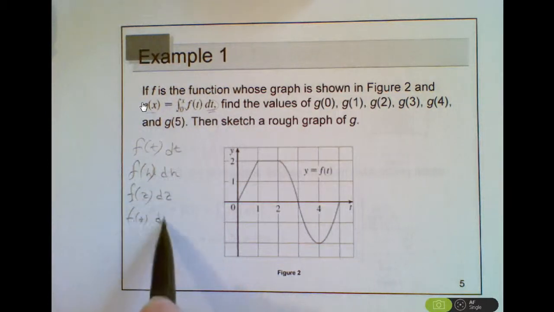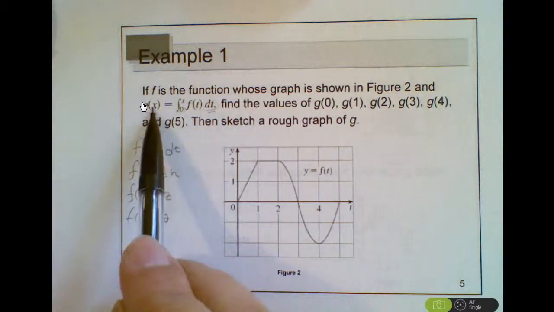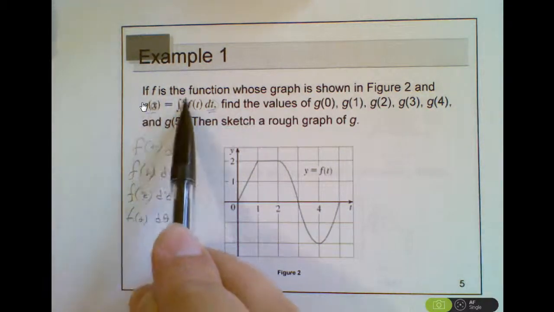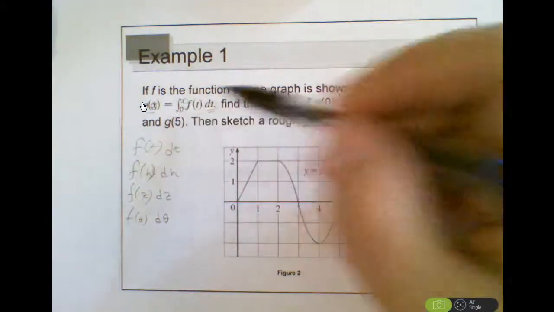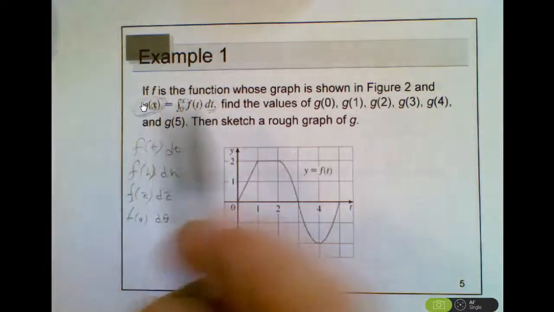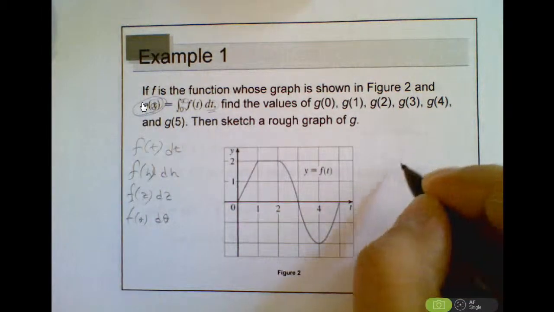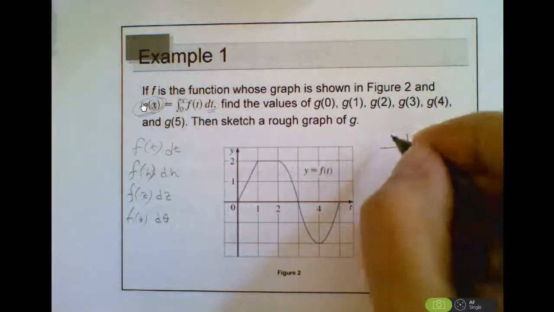F of theta, it would have been d theta afterwards. So in here, the independent variable is x, and it's on the upper limit of the integral. Okay, so since we're trying to find what would be the sketch of a function like this, we go to the most elementary way of graphing functions, table of values.